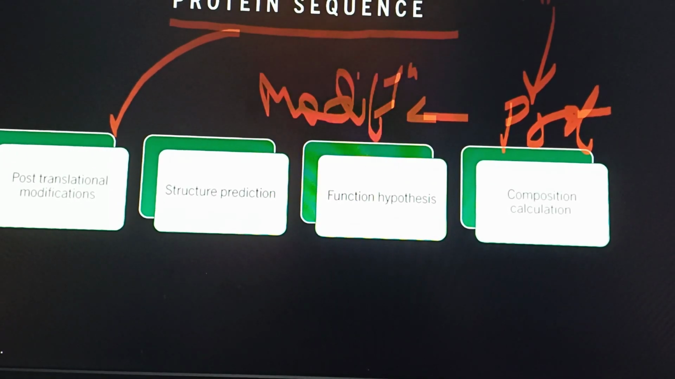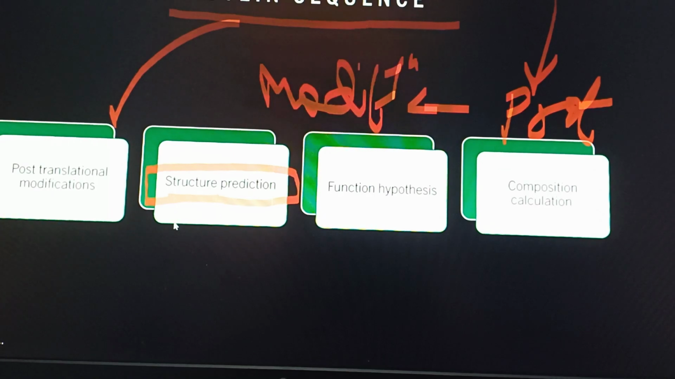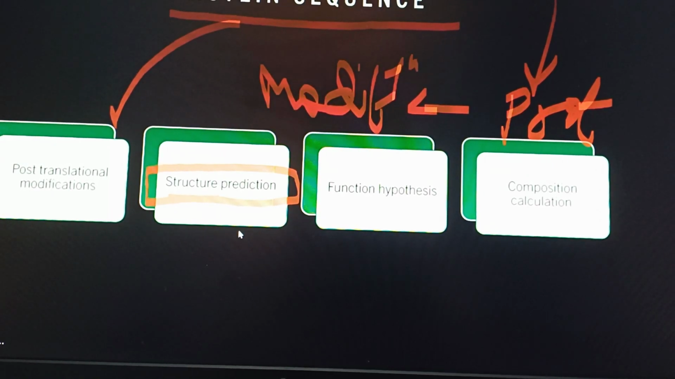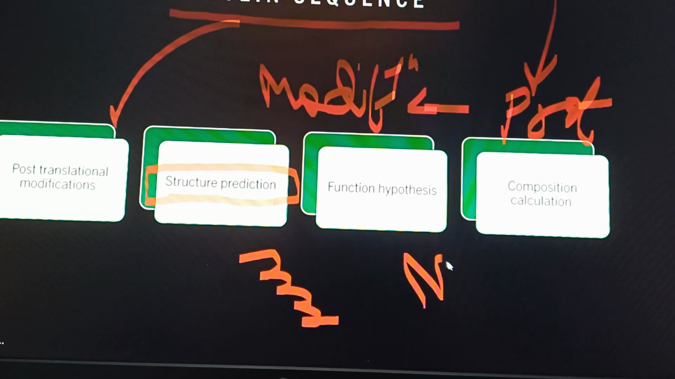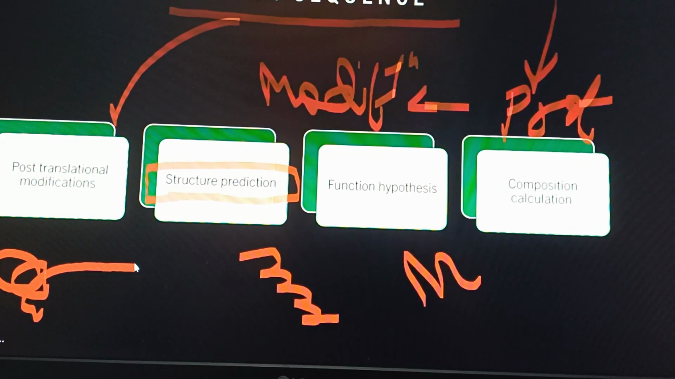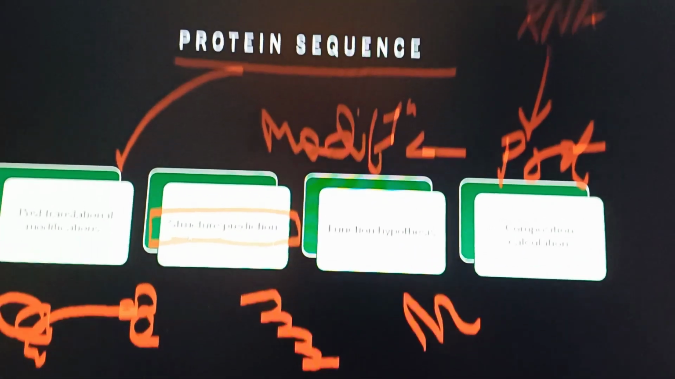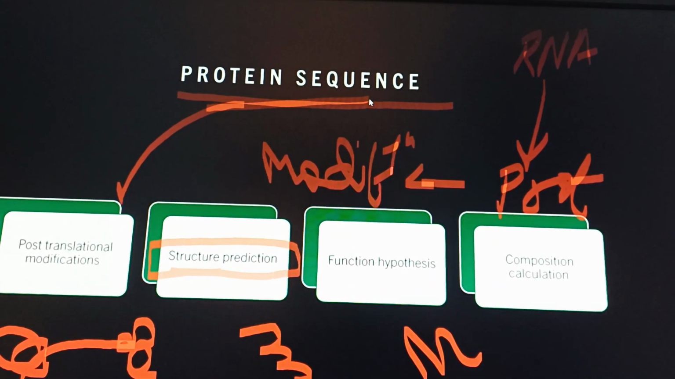Next, we can do structural prediction. Once we know the sequence of the protein, we can easily predict what structure is going to form, like whether it's going to be an alpha helix form, or whether it's going to be a beta sheet form, whether there will be a hinge region present between or not. All these things can be predicted just by knowing the protein sequence.